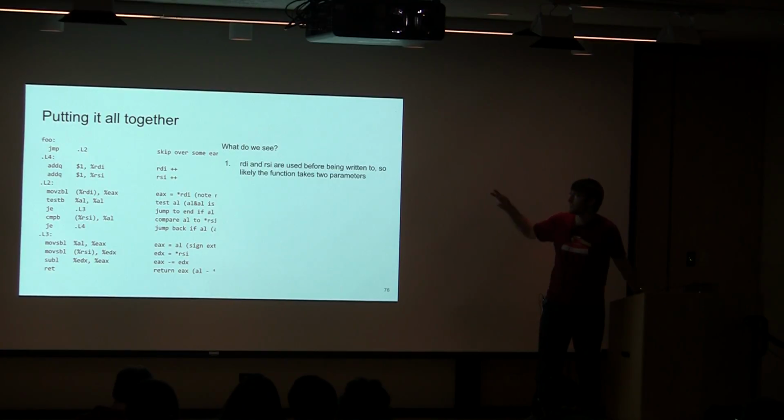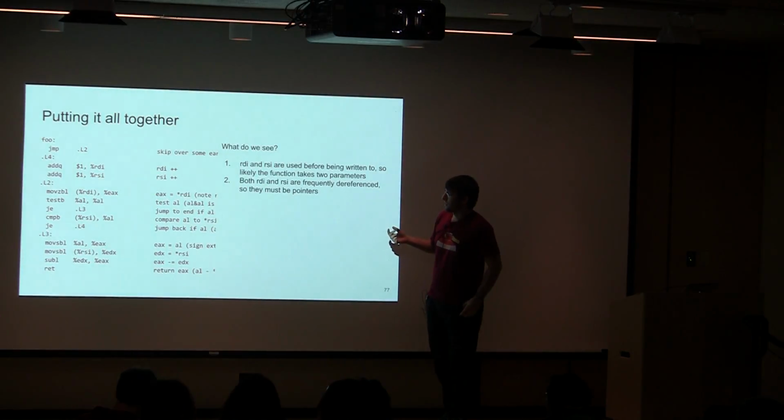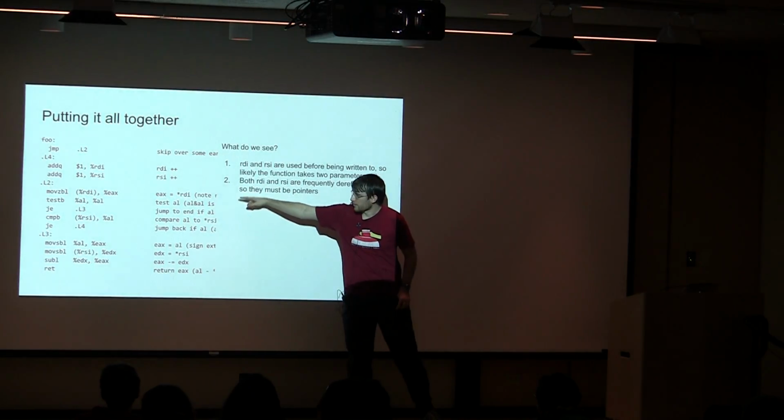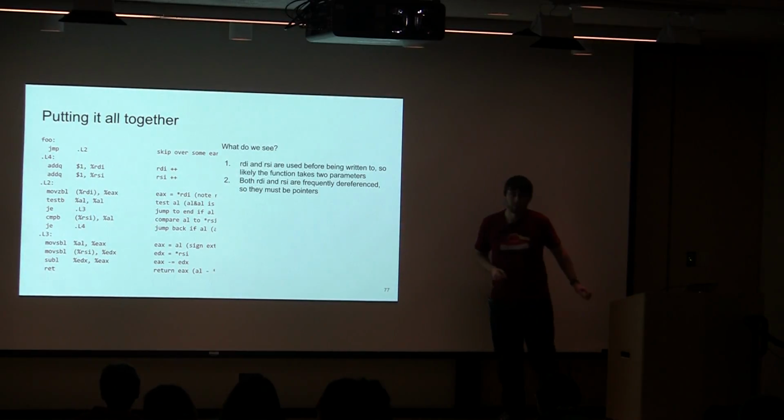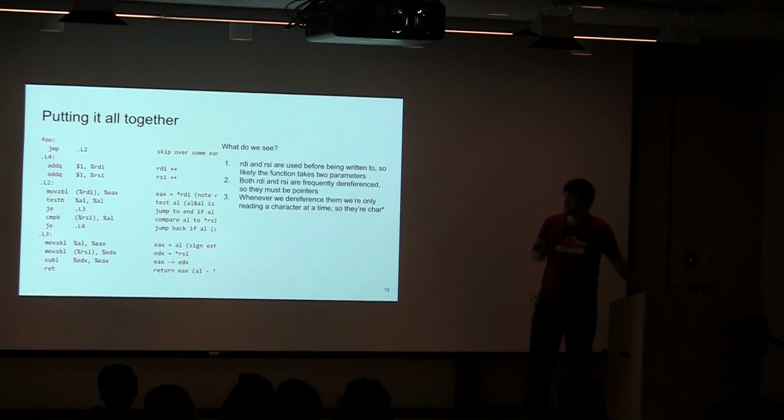So I notice RDI and RSI are both being used, so they must be the first 2 parameters. It looks like nothing else, so this function probably takes 2 parameters. Also note that in a lot of places RDI and RSI are dereferenced, like here and here. So they must be pointers. And all of those dereferences are with the TESTB and CMPB, single byte test and comparisons. So if we're always referring to single bytes, then they must be pointers to single byte data types, so probably char star.